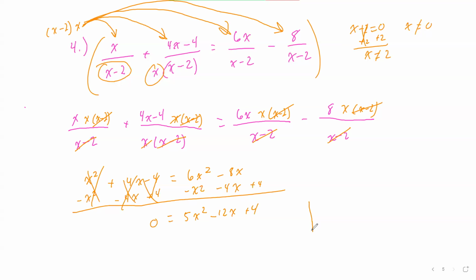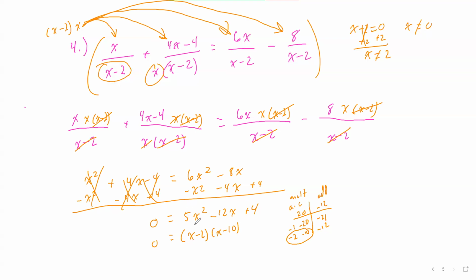Then when I do my t-chart to solve this, remember it's a times c. That's going to be 5 times 4, which is 20. That's what I'm trying to multiply to, and I'm going to add to negative 12. So it's not 1 and 20. They multiply to a positive but add to a negative, so both of them have to be negative. That's not negative 21. Then I have negative 2 and negative 10, so that's going to be negative 12, which is what I wanted. So then this becomes x minus 2, x minus 10.